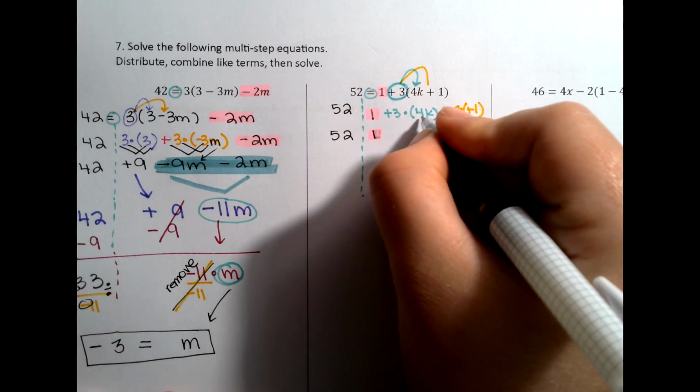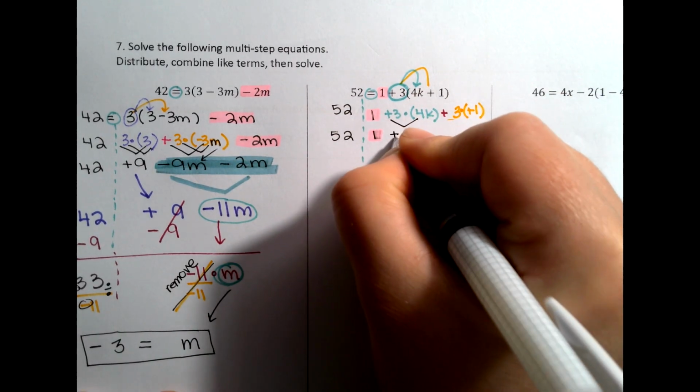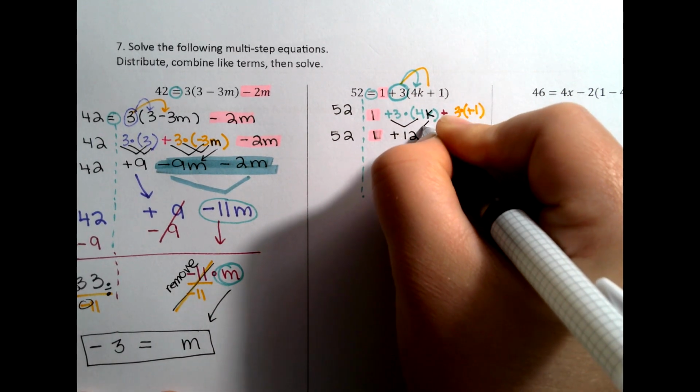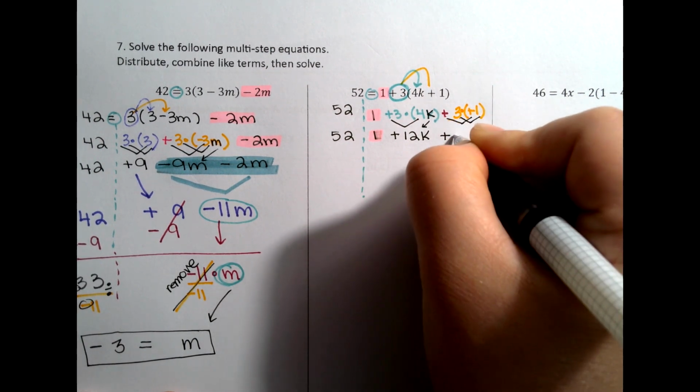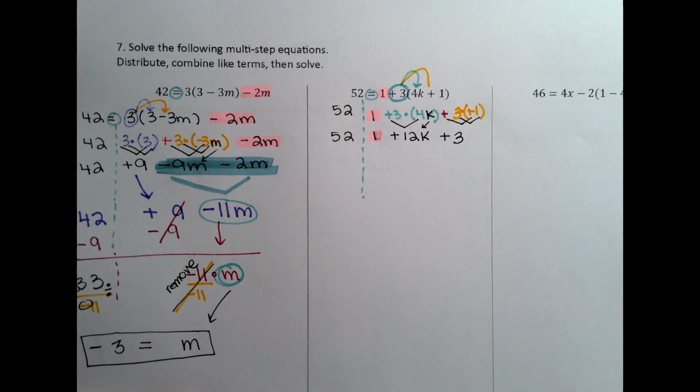Here we have 3 positive times positive 4 is a positive 12. Do I have a letter? Yes, that letter is K. Next, we have positive, positive. Positive 3 times 1 is 3. Do I have anything to combine?